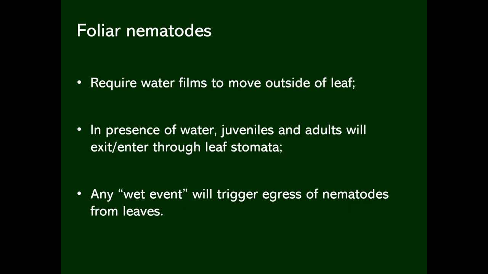What we know about foliar nematodes in general, although we have no experience with foliar nematodes of trees, is foliar nematodes require water films on the outside of the leaf in order to move, and they will often be induced to exit leaves through stomates once there is a water film on the outside of the leaf. And so in the presence of water on the outsides of leaves, juveniles and adults will exit and enter through the stomata, and any wet event of any kind, it can be dew, it can be a light rain, will trigger egress of nematodes from leaves. And we'll talk in a moment about what they do when they leave.